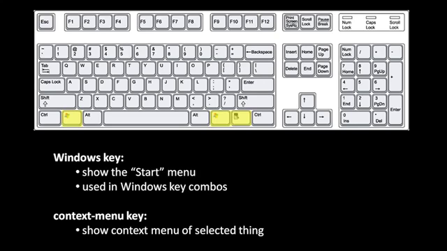The key to the right of the right side Windows key is called the context menu key, and as the name implies, when you hit this key it will pop up a context menu of whatever you have selected. This is just another convenience for cases when you don't want to use a mouse.